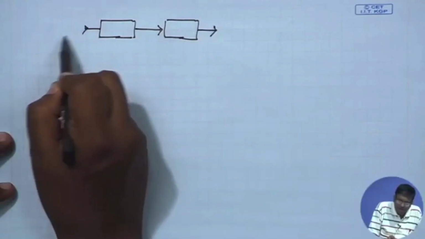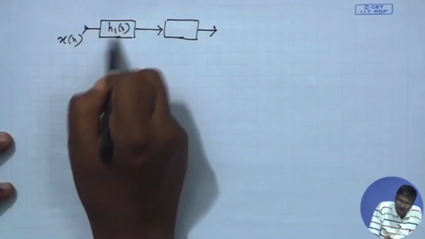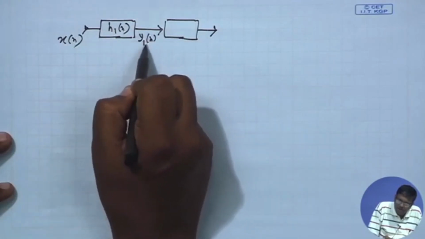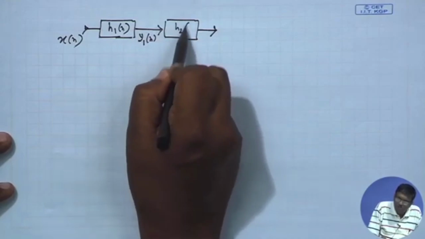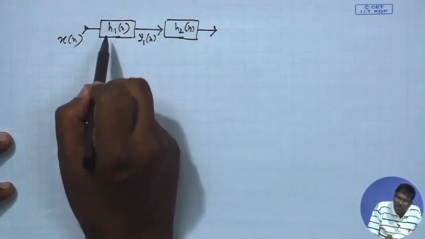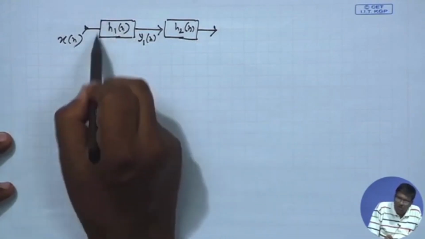Suppose I have got x n, and a system h 1 n. It produces an output y 1 n that goes into another system. This is linear and shift invariant, so it is characterized by its unit sample response, and the output is given by the convolution between the two. This is a linear shift invariant system.